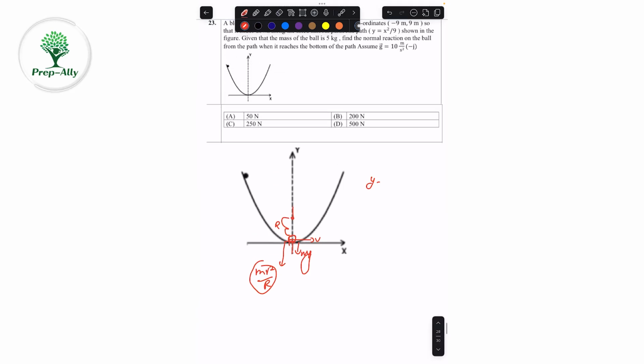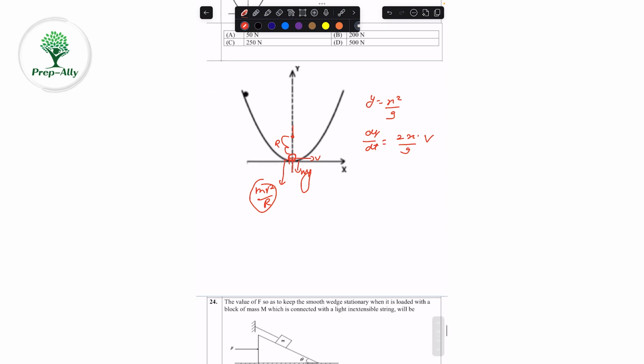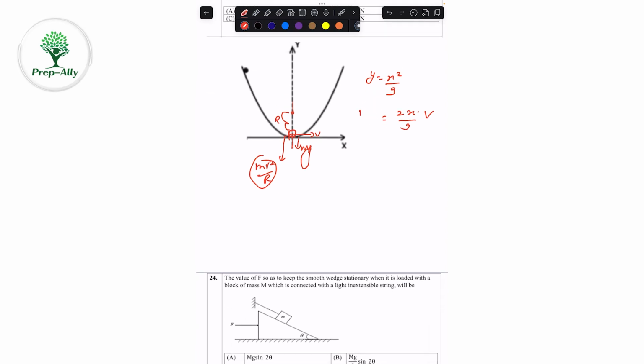It is given as y is equal to x square by 9. If I differentiate this y, I get dy by dt is equal to 2 times x into dx by dt by 9. What is dx by dt? It is basically velocity along the x-axis, and this is velocity along the y-axis. If I differentiate this again, I get acceleration along the y-axis, which is equal to 2 into differentiation of x will give me vx again by 9, plus differentiation of velocity will give me 2x ax by 9.